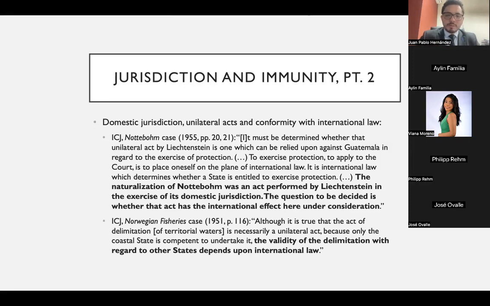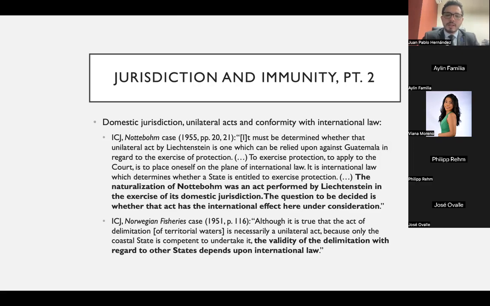And to further explain this point, we can see some pronouncements by the International Court of Justice in two cases. The first is the Nottebohm case in 1955 at pages 20 and 21, where the court is analyzing the legality and the opposability of the granting by Liechtenstein of a naturalization in respect of Mr. Friedrich Nottebohm. Without delving too deeply into the issue of naturalization, which, as I mentioned before, is an issue that concerns the present Jessup problem, the court analyzed that the naturalization of Friedrich Nottebohm was a unilateral act performed by Liechtenstein in the exercise of its domestic jurisdiction.